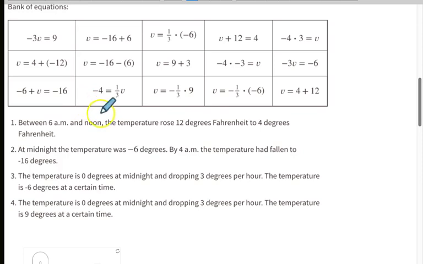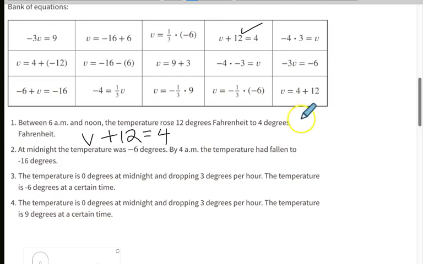Between 6 a.m. and noon, the temperature rose 12 degrees Fahrenheit to 4 degrees Fahrenheit. So from 6 to noon, the temperature rose 12 degrees to 4 degrees, and so it ended up being 4 degrees. So something plus 12 gets us 4 degrees, and that one is right here. So here's one of them.